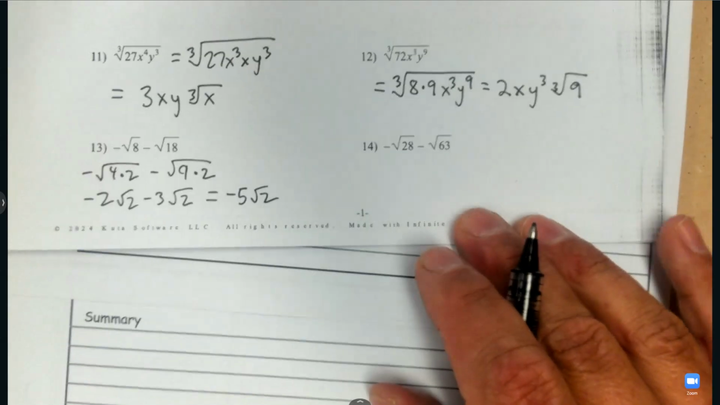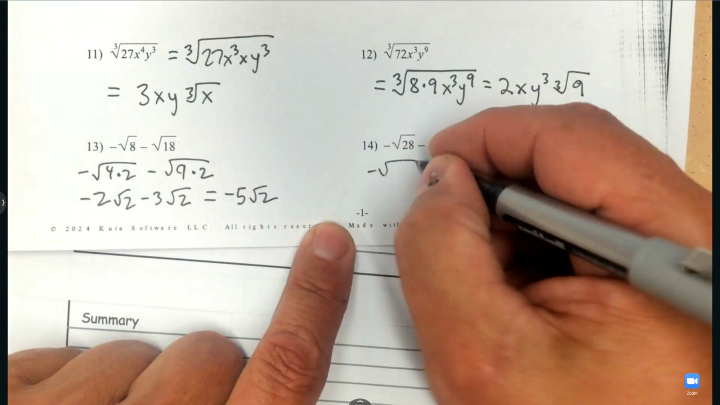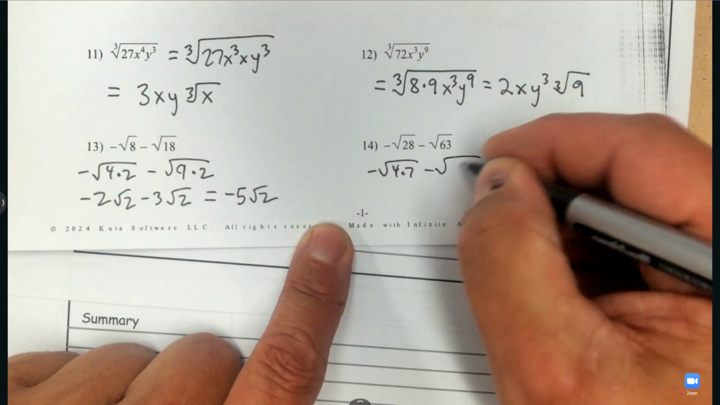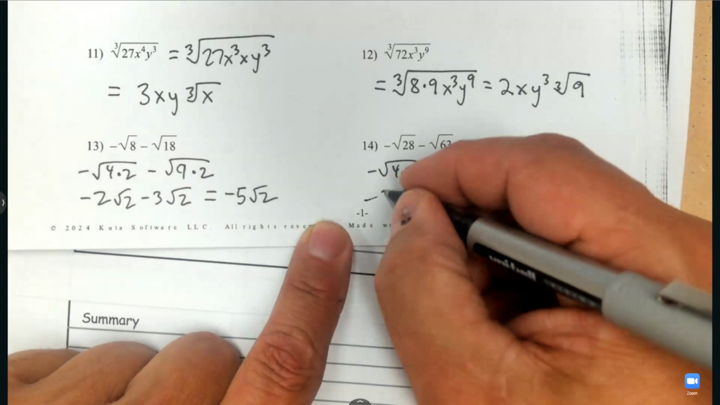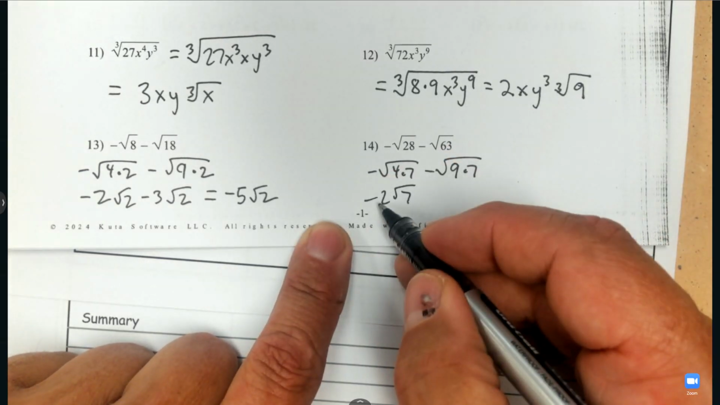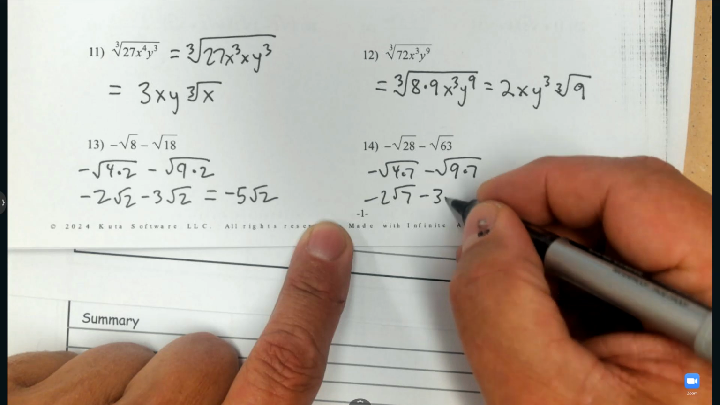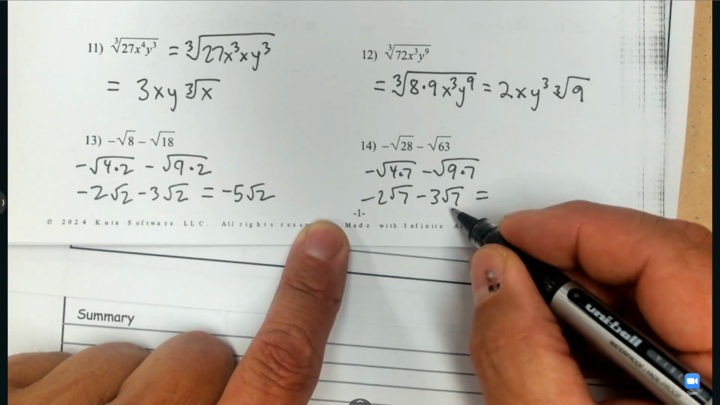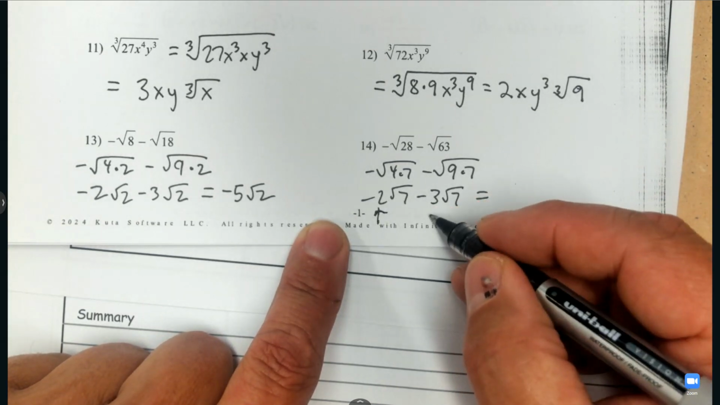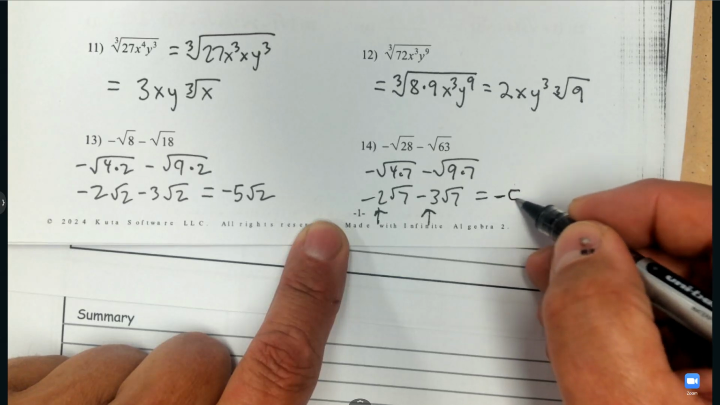Square root of 28, that's 4 times 7. Square root of 63, that's 9 times 7. So the square root of 4 is 2, the square root of 9 is 3, and then they're like radicals, so the numbers that are in front, negative 2 and negative 3, that's negative 5 root 7.